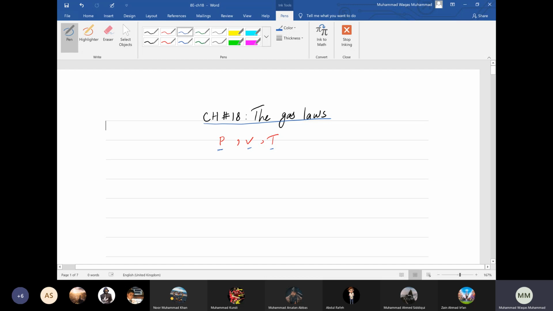Do you know what we mean by volume of gas? You know what is volume? Volume, we simply define, is the amount of space occupied by an object. That is called the volume of the object. Clear? Now, here we are talking about volume of gas. So simply, the space occupied by gas is called its volume.